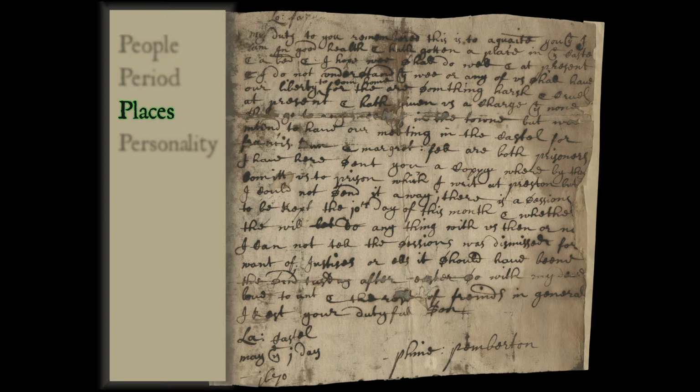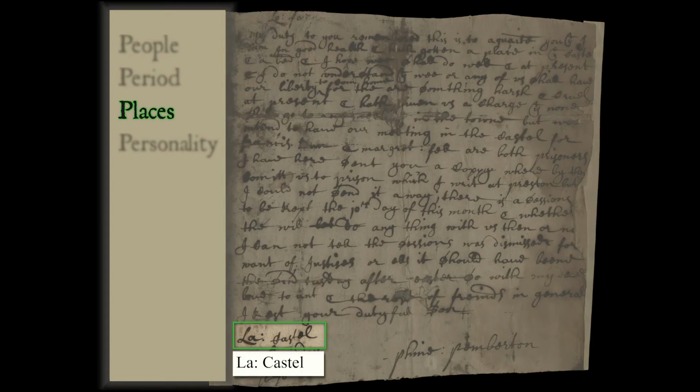Looking back at our place, we can see the letters C, A, S, T, E, L, a variant spelling of castle. Knowing that Lancashire Castle was home to both the Pembertons and the beginning of Quakerism, we can infer that the L-A abbreviation is likely Lancaster Castle. Now that our scan has helped us identify our missing place, what about our missing receiver?